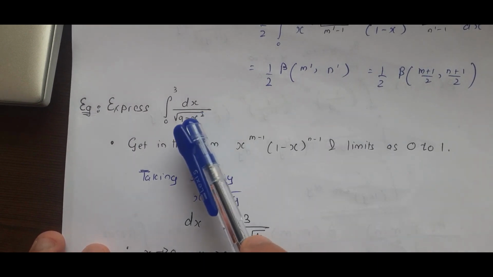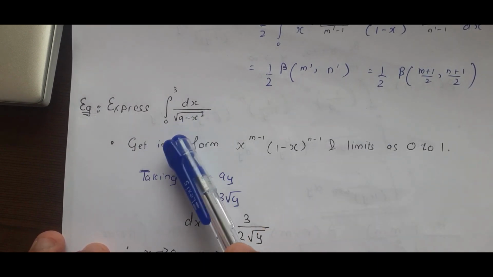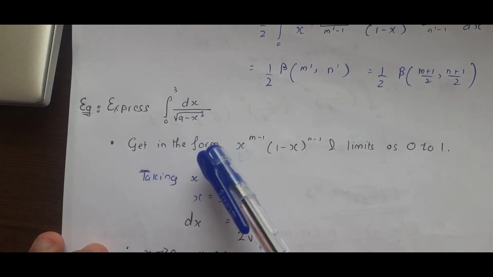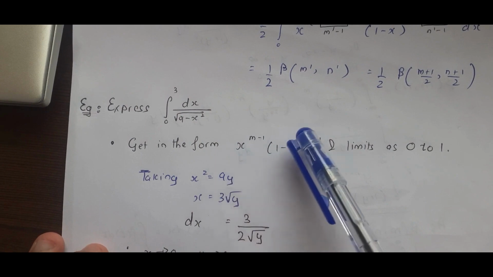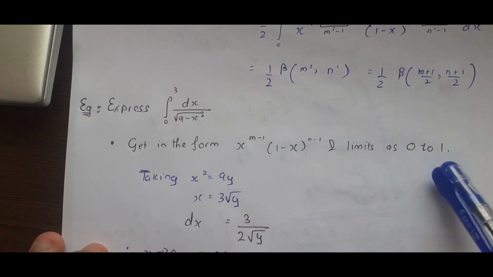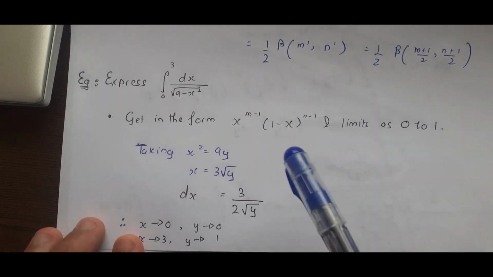Again, another very similar type, based on the same logic: we have integration from 0 to 3 dx by root of 9 minus x cube. Now we have to get it in the form of power m minus 1 and power n minus 1, and the limit should be 0 to 1. So we have to change the limits accordingly.